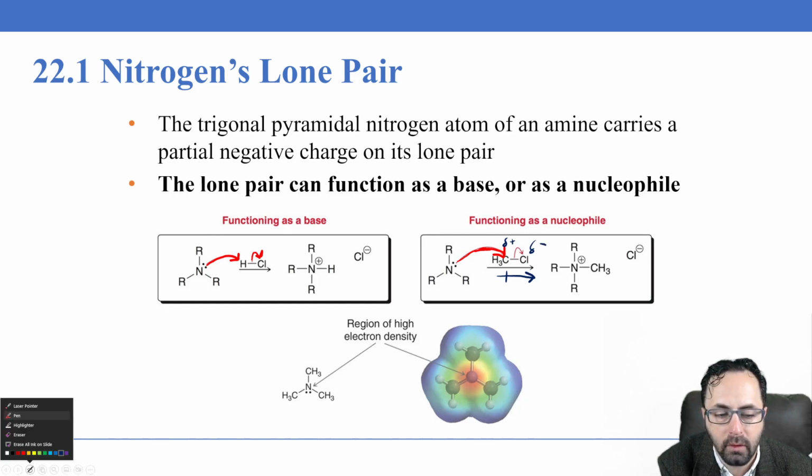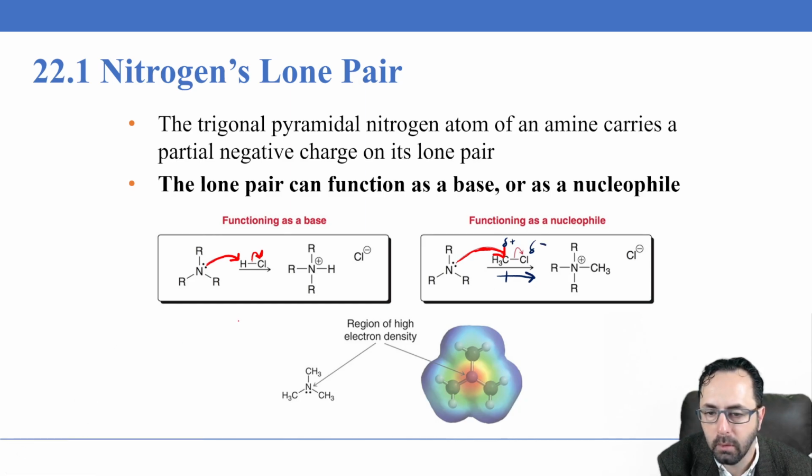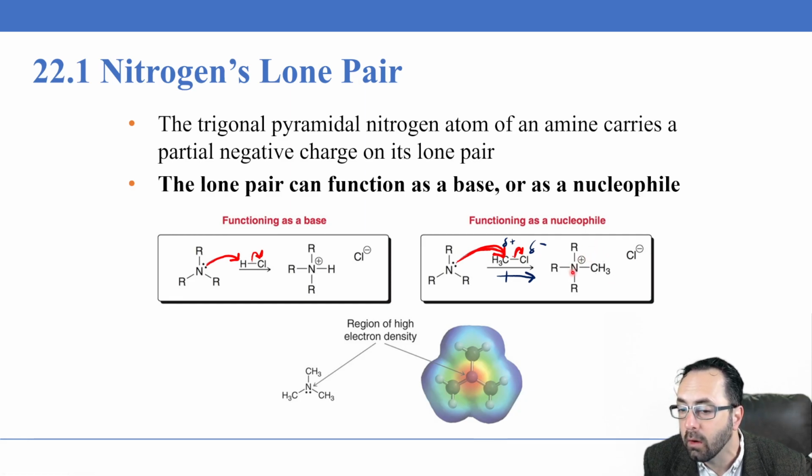And so that partially positive carbon is attracted to the electrons in the lone pair here on the nitrogen, which are donated to the carbon to create this bond, and then these electrons leave with the chlorine as it is the leaving group. Here we get a quaternary ammonium salt, where we have a nitrogen attached to 4 different carbon atoms with a positive charge, and a chloride ion being the counter ion with the negative charge, and so we get an ionic compound here.